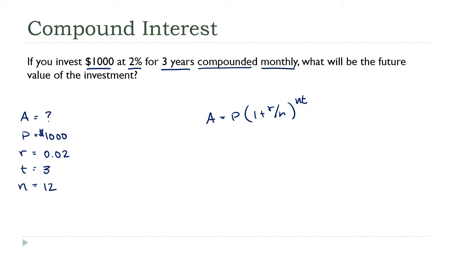All right, so now I'm going to go to my formula here. P is 1,000. 1 plus 0.02 divided by 12 to the 12 times 3 power. And now you go to your calculator, and look, when you do this on your calculator, there are pitfalls here.